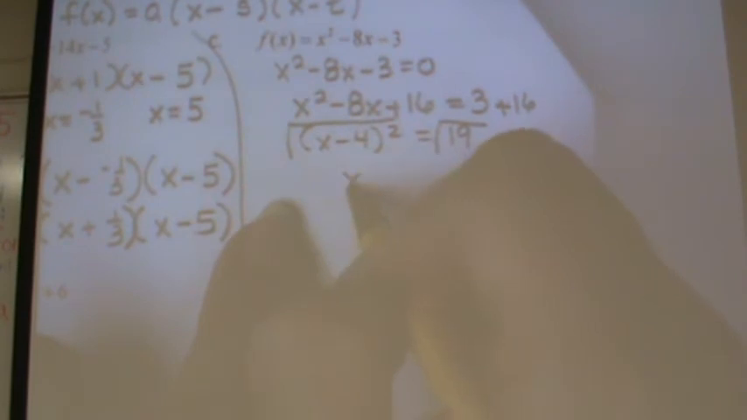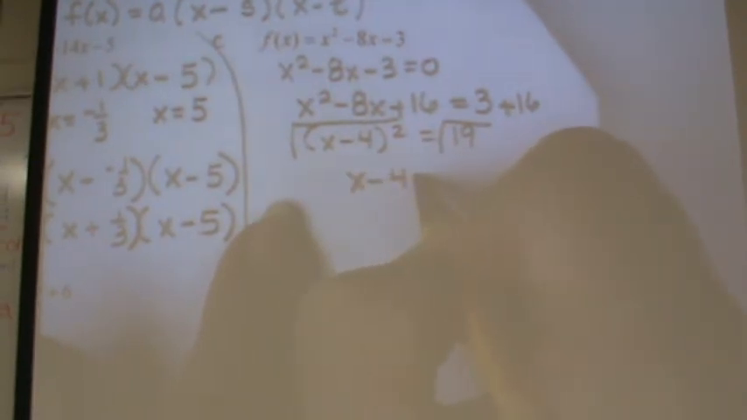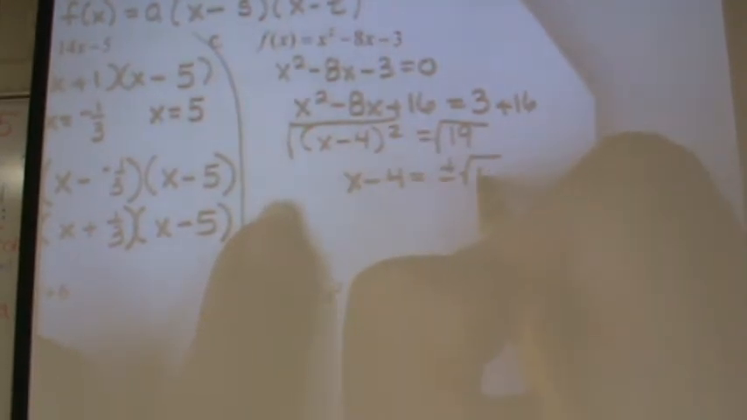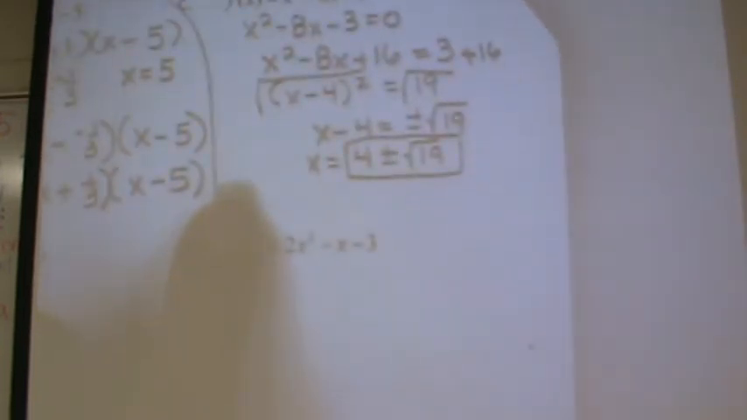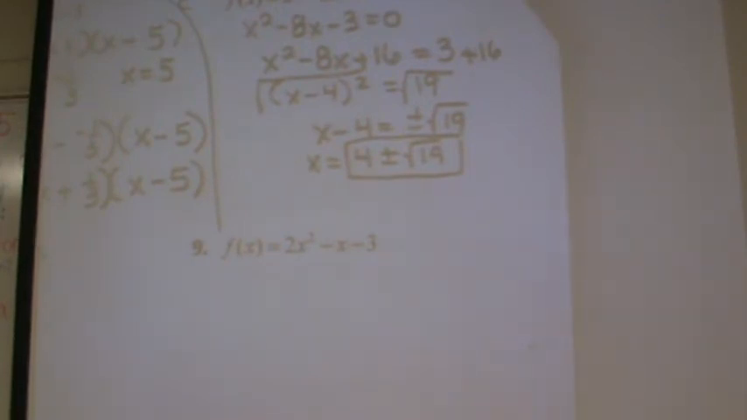Take the square root of both sides, and you get x minus 4 equals plus or minus root 19, and then add 4. x is equal to 4 plus or minus root 19. These are your two x-intercepts. It's 4 plus root 19 and 4 minus root 19. So how will you write this answer? It's going to look ugly.